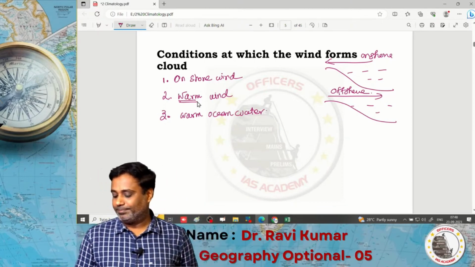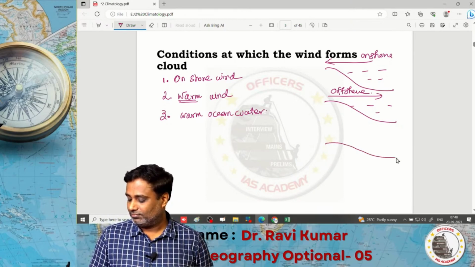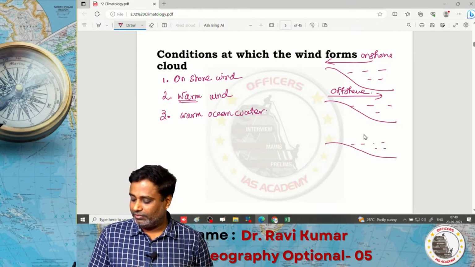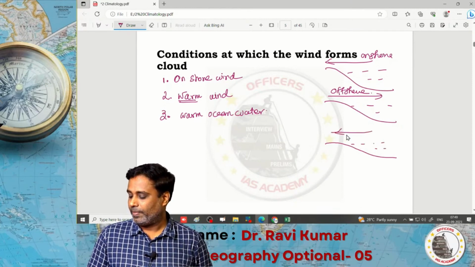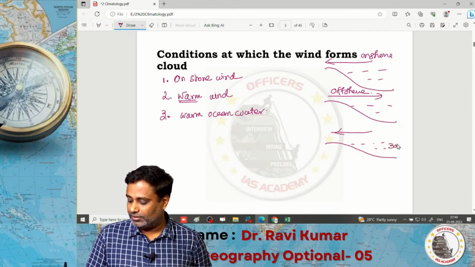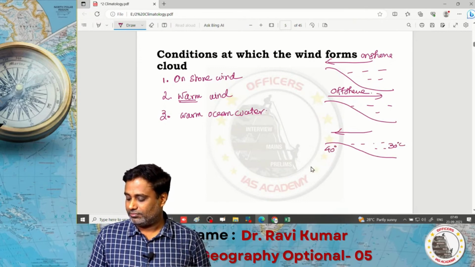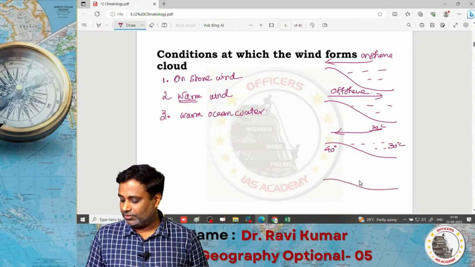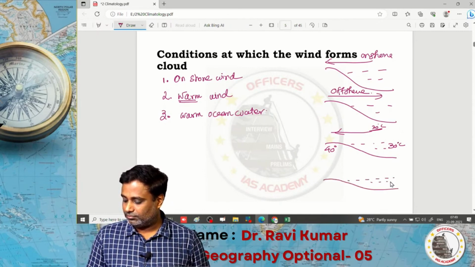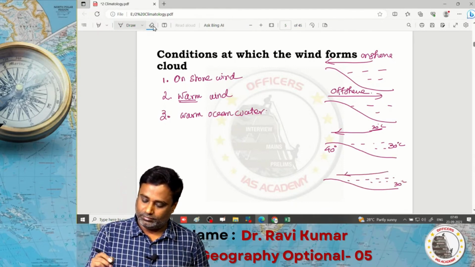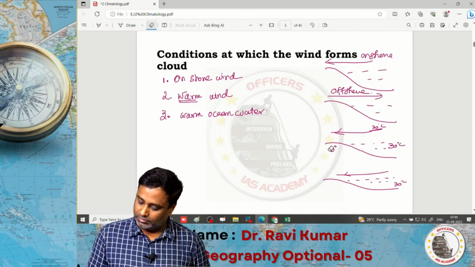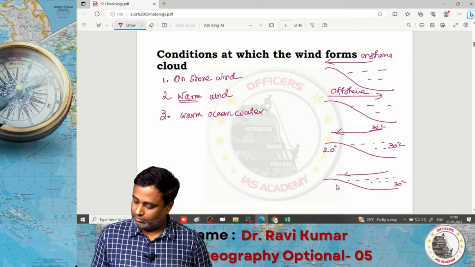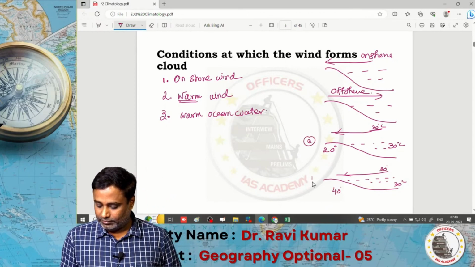For example, the wind system flows over here. Ocean temperature may be 30 degrees Celsius, it may be 40 degrees Celsius. The wind also obviously is at 30 degrees Celsius, with the same other conditions here. Then we change the temperature. So this is condition A, condition B.